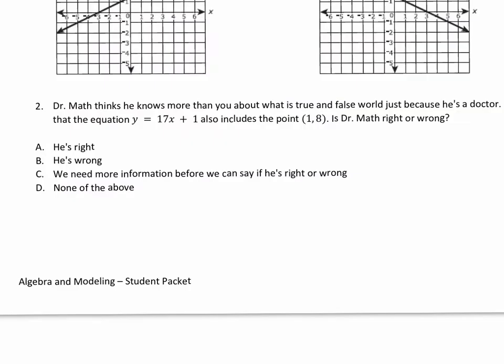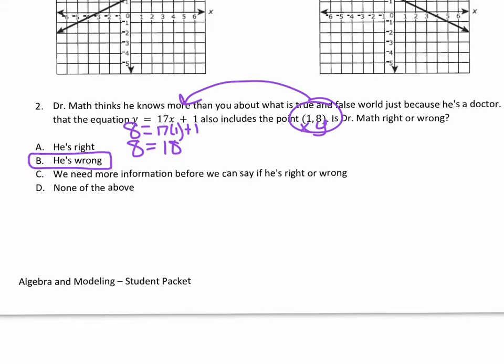Okay, the next one's a little bit easier. This person thinks that they are right because they're a doctor, and that the point (1, 8) is included on that equation. So I will tell you, the equation of the line, don't forget, is x and y for the coordinate, and you just substitute it in. 17 times 1 plus 1, and then does that equal 8? Of course not. 17 times 1 is 17, plus 1 is 18. 8 does not equal 18, so he is definitely wrong.